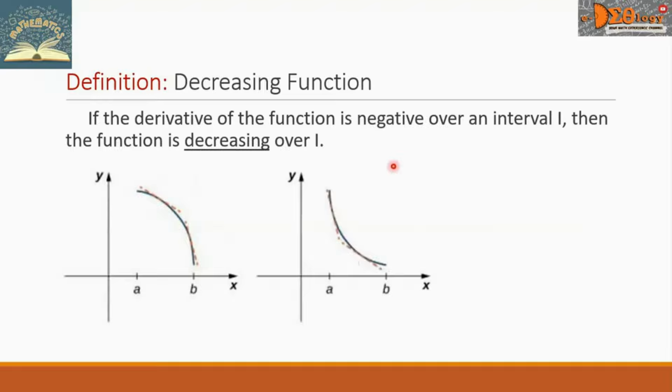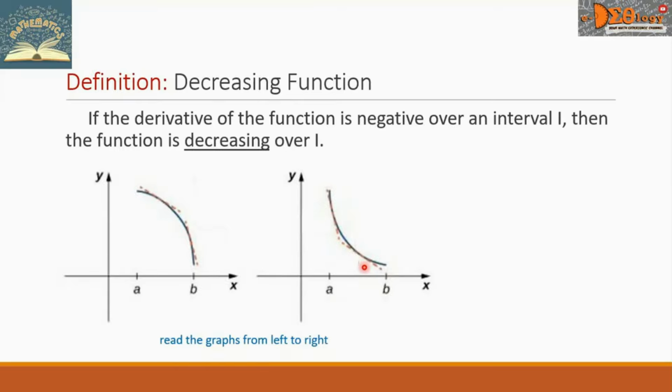Here is another example of a function over the interval from A to B. This is the graph. On the graph, we can see two examples of tangent lines. This is the first tangent line. This is the second tangent line. We can observe that the tangent lines are leaning to the left. It gives us an idea that the slopes of these tangent lines are negative.